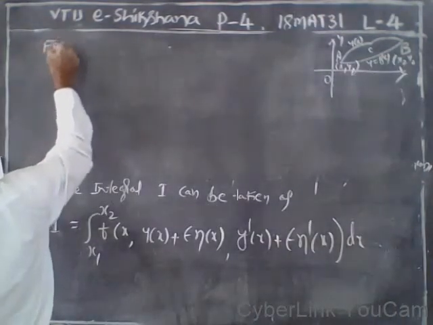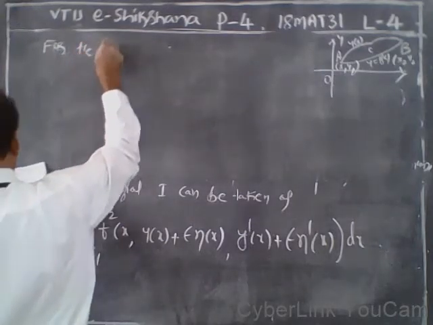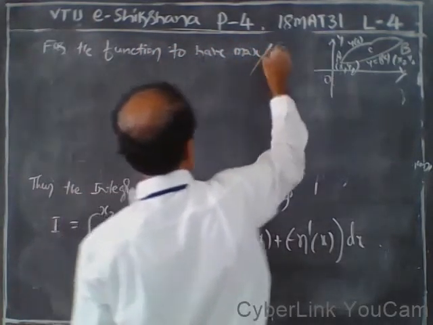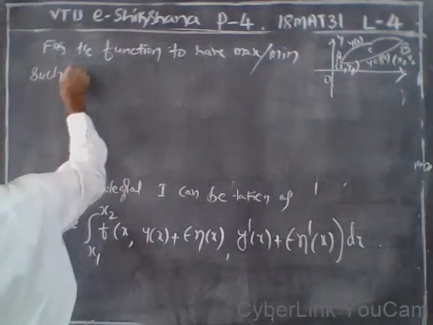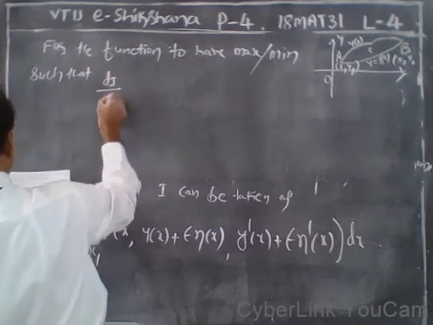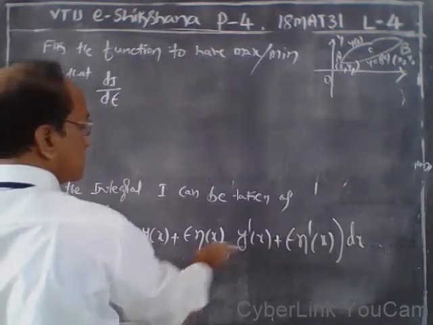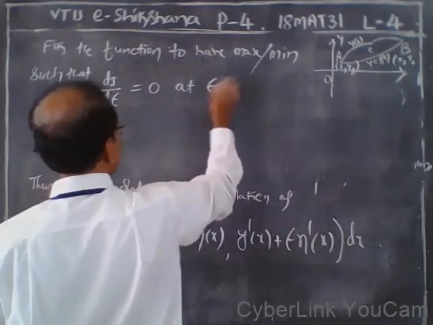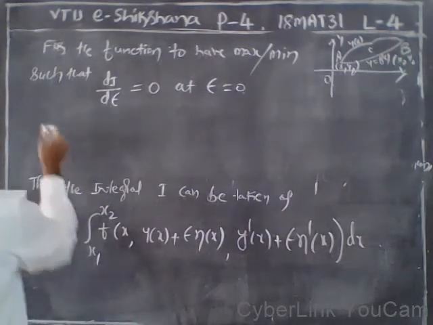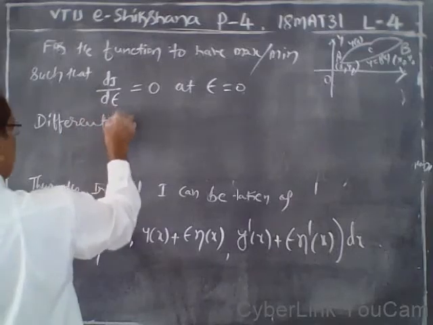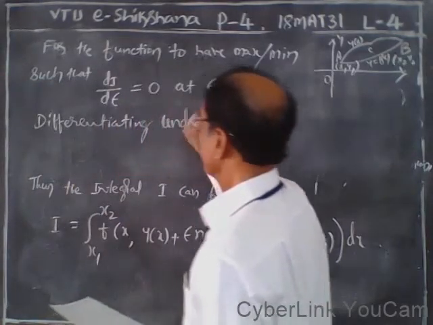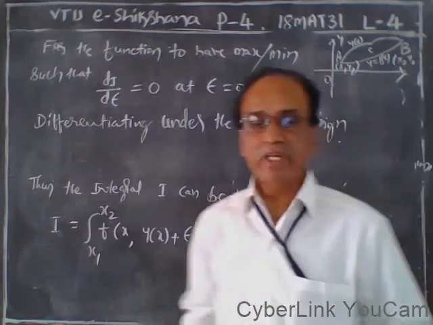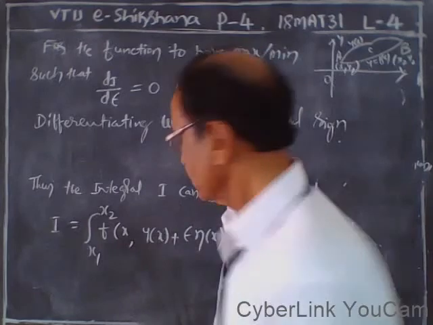Therefore, for the function to have a maximum or minimum, we consider the parameter epsilon, because this is an integration, and take differentiation under the integral sign, such that dI by d epsilon is equal to 0 at epsilon equal to 0. We differentiate under the integral sign following the rule called Leibniz rule, differentiation under the integral sign.